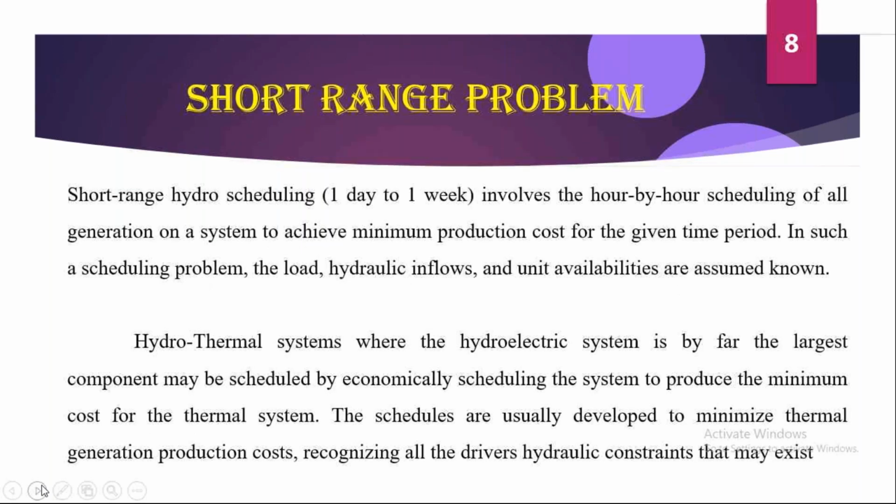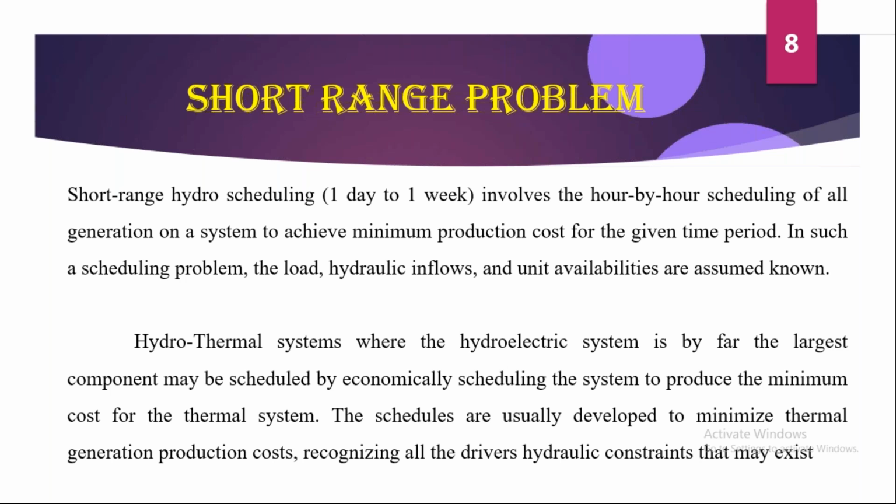Next, the short range problem. Short range problem or short term scheduling is for 1 day to 1 week, and it involves hour by hour scheduling. For example, if you consider 1 day, 1 day has 24 hours. In 24 hours, we separate three intervals: morning, afternoon, and evening. When compared across these three intervals, the load keeps varying. Why? Because on our load side, the bigger loads are industries, hospitals, and institutions. These are the big loads, but compared to the operation period, they are different, right?